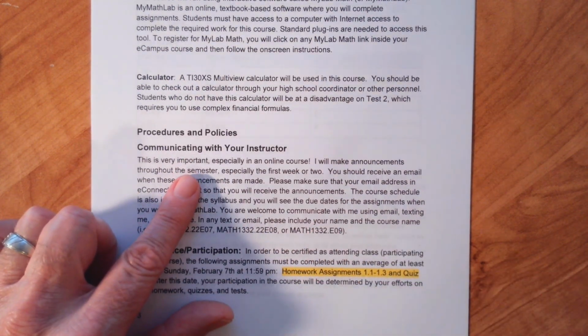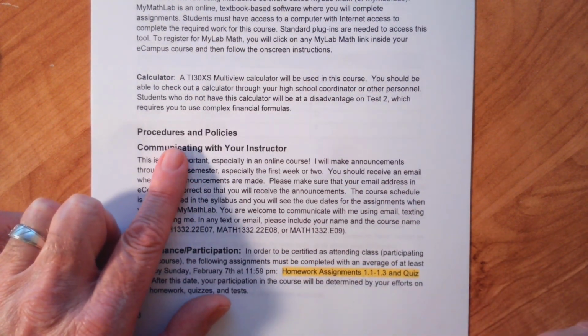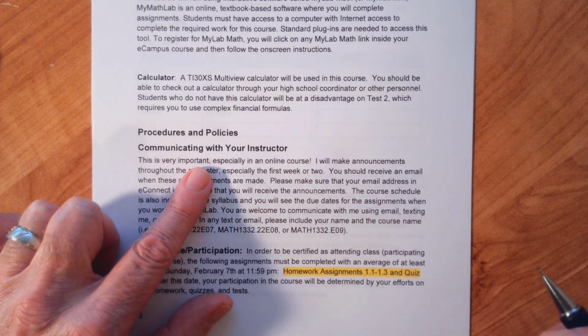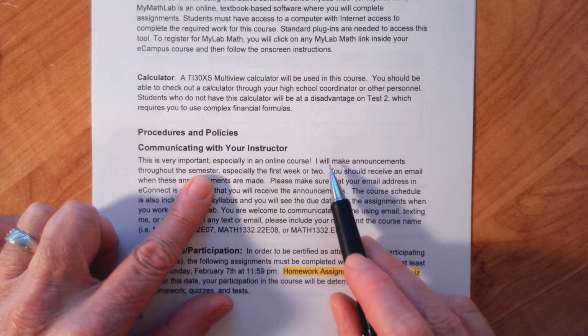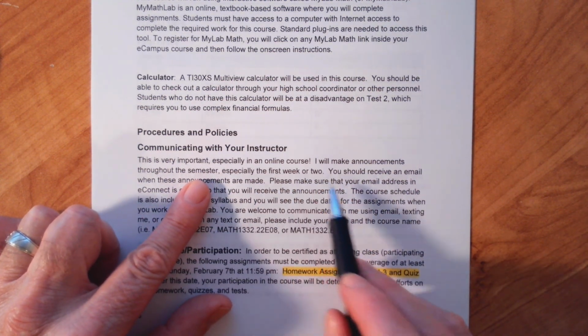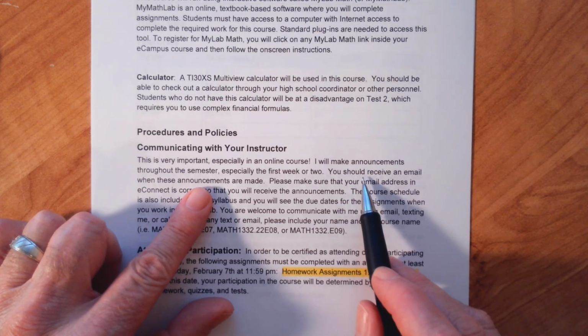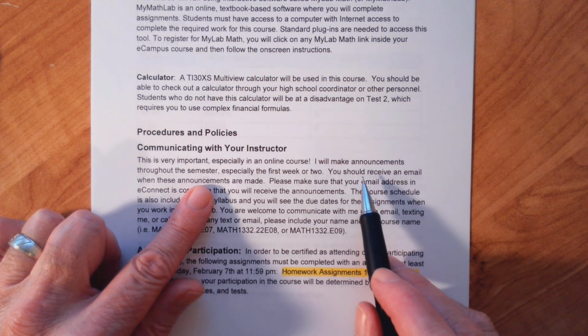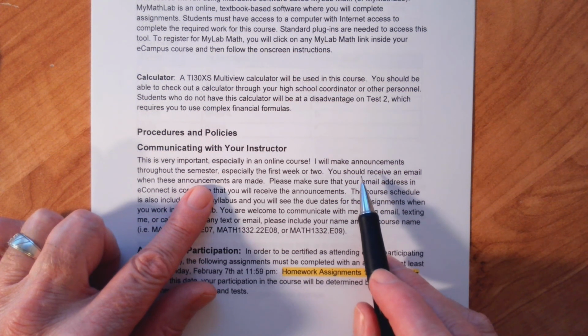All right, so procedures and policies. Communication is very important in an online course. So notice I'll make announcements throughout the semester, especially the first week or two. And when I do that, you should receive an email. The announcements are actually on the first page you see when you come into eCampus, but you should receive emails whenever I make an announcement.